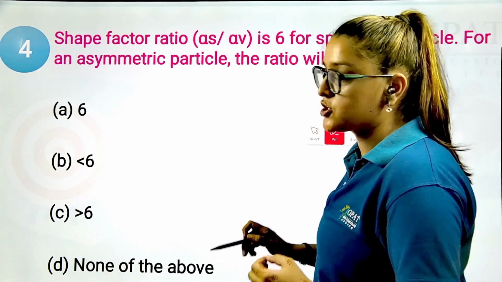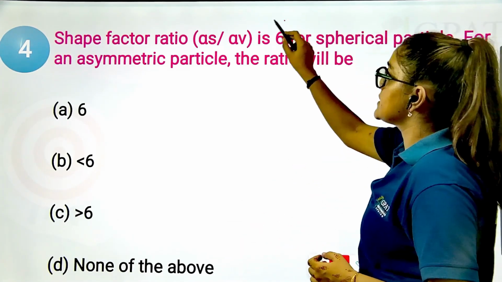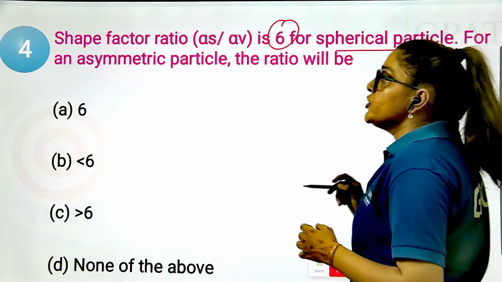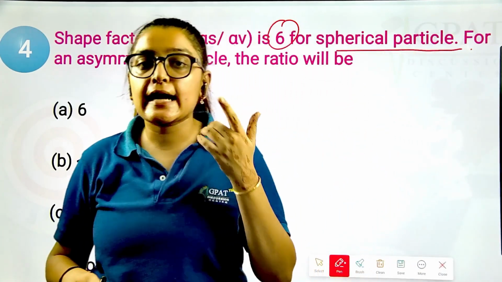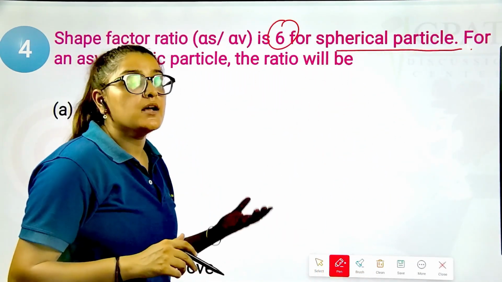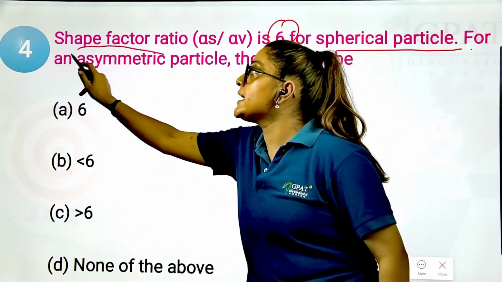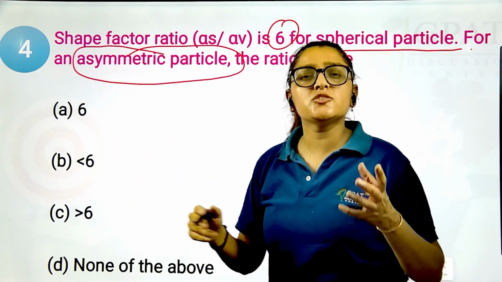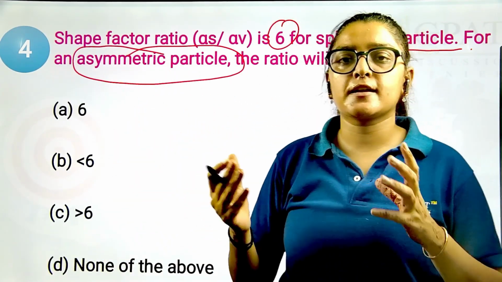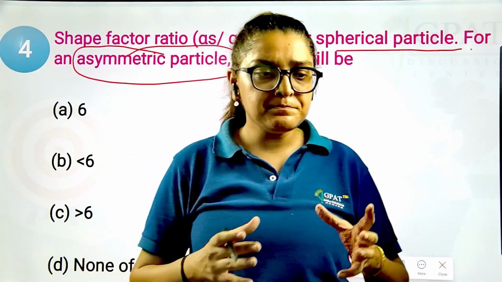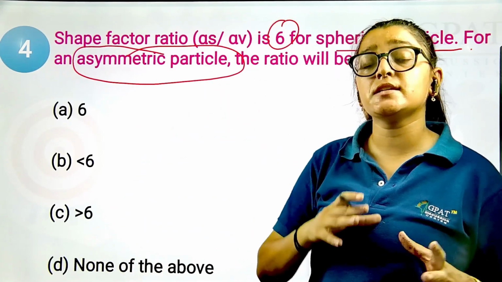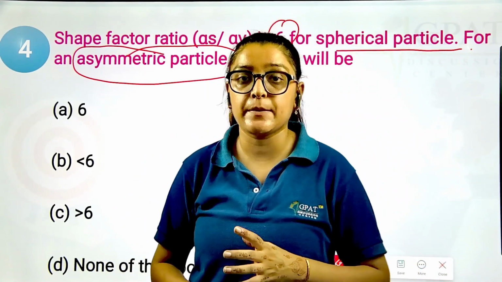The shape factor ratio is 6 for a spherical particle. So for a particle which is exactly in the form of a sphere, the value is around 6, right? They are asking about the asymmetric particle. It is a generalized consideration whenever we are comparing particles that the particle which is asymmetric in nature is considered to be in the approximate shape of a sphere.